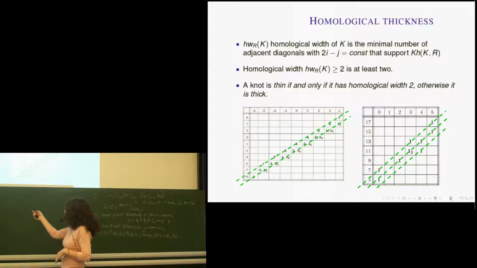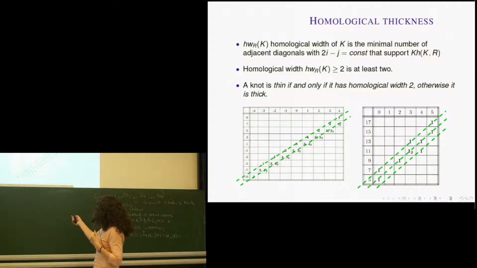So here you can see that all of the non-trivial Khovanov groups just lie on 2 consecutive diagonals. That means that the width of this particular knot is 2. There are only 2 diagonals. However, here you see that you need 3 consecutive diagonals. So here the homological width is 3.